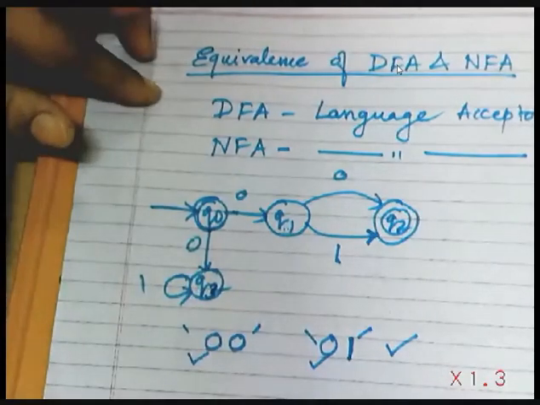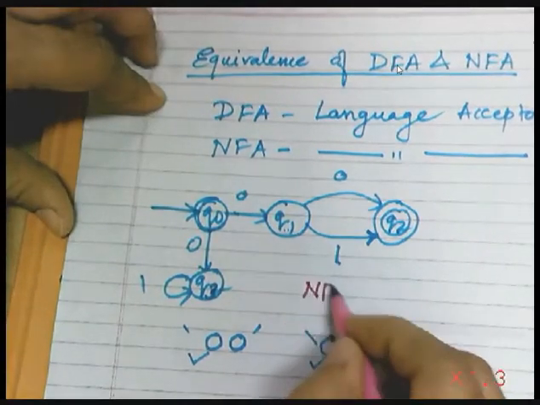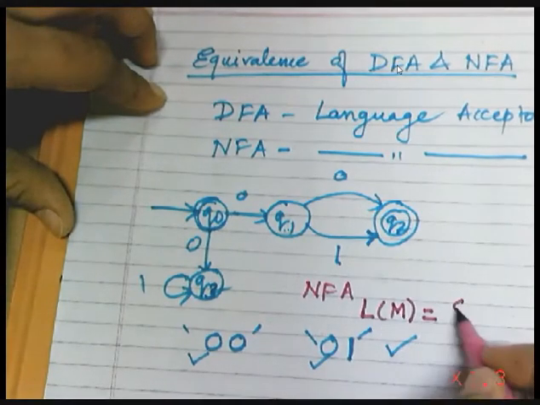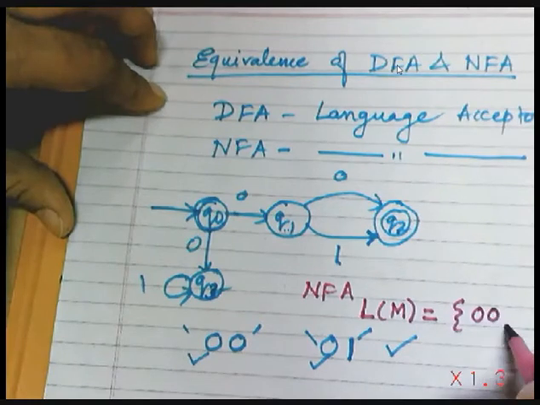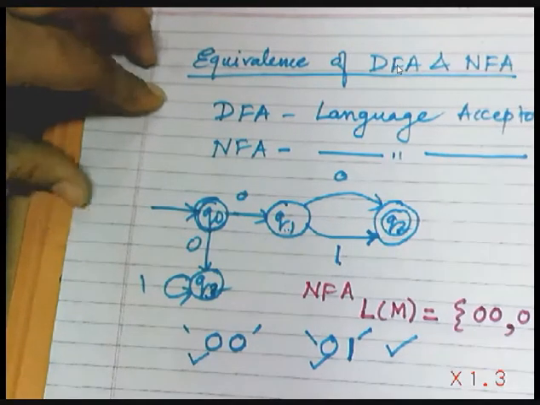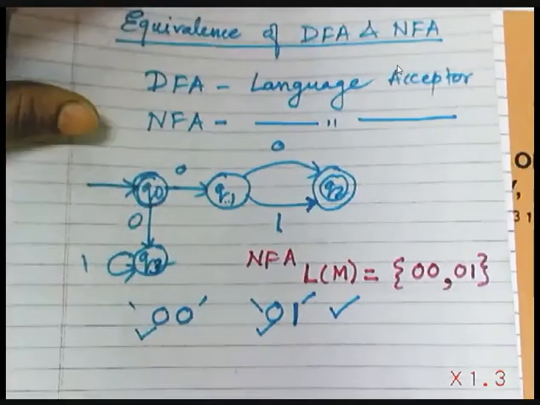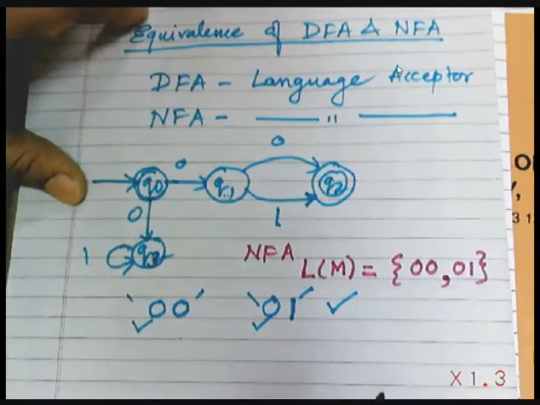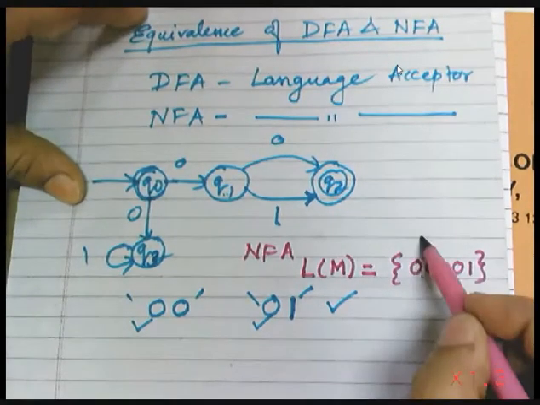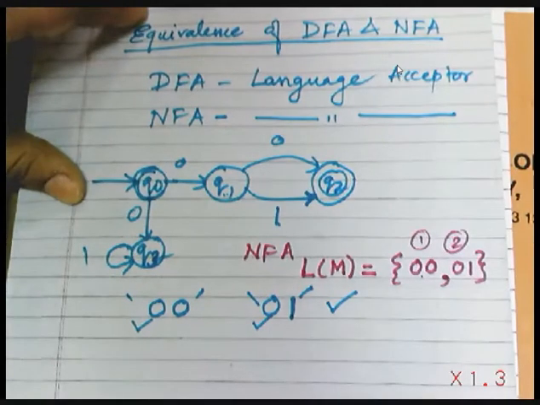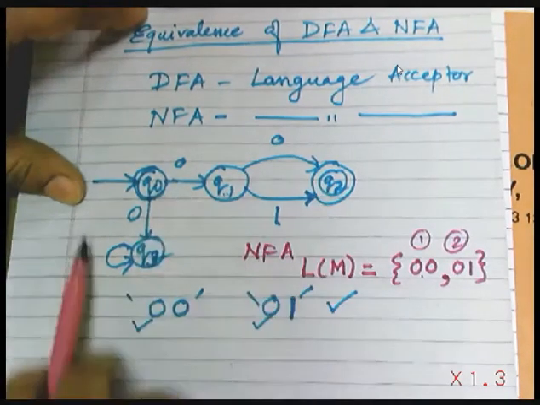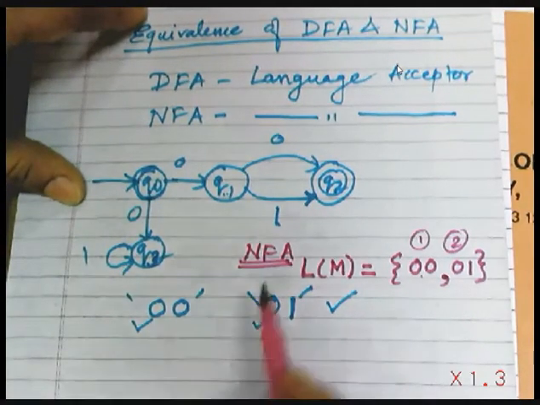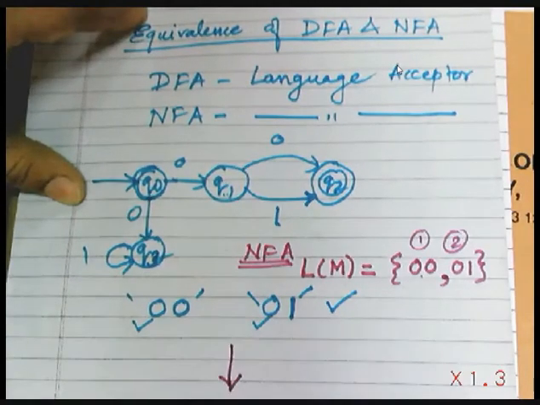So we can conclude that this NFA accepts the language L(M) equal to only two strings: 00, 01. Whether it is accepting an infinite or a finite language, it is accepting only a finite language. It accepts only two strings. Apart from these two strings, no other string will be acceptable by this NFA. Do you agree?